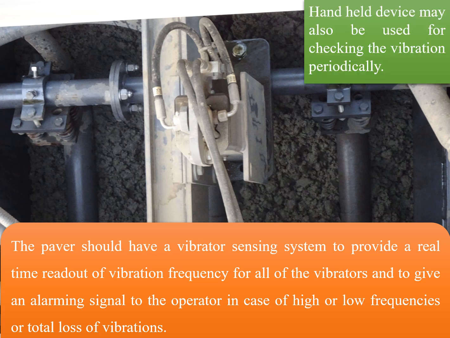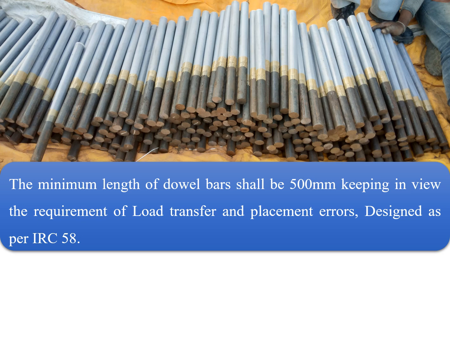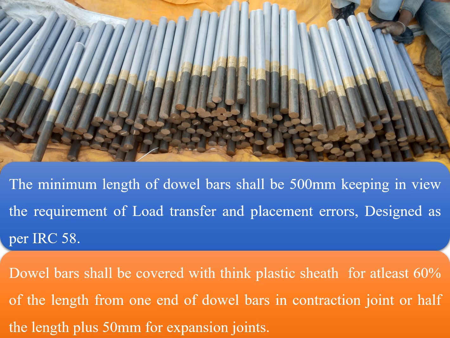Handheld devices may also be used for checking the vibrations periodically. The minimum length of dowel bars shall be 500 millimeters, keeping in view the requirement of low transfer and placement errors, designed as per IRC 58. Dowel bars shall be covered with a thick plastic sheath for at least 60% of the length from one end of the dowel bar in contraction joints, or half the length plus 50 millimeters for expansion joints.